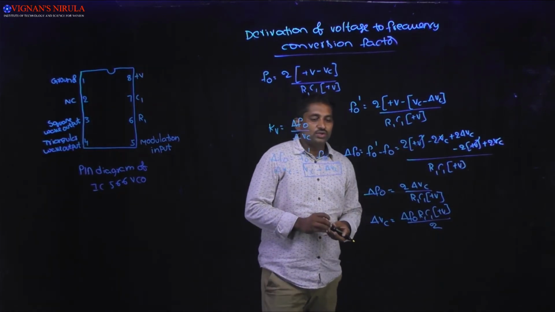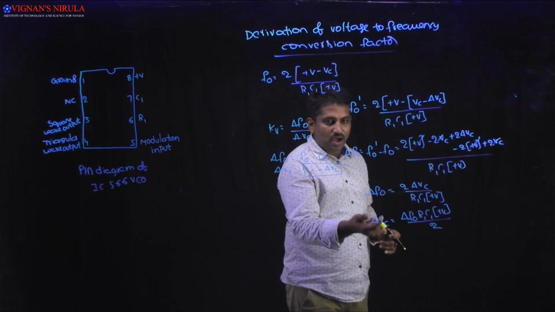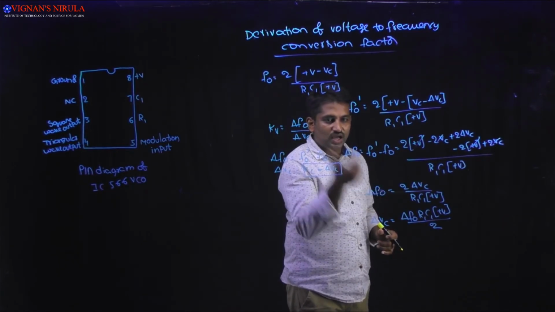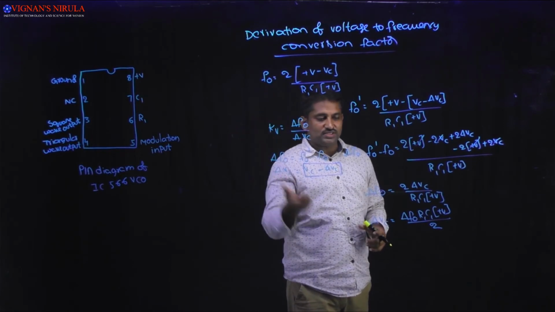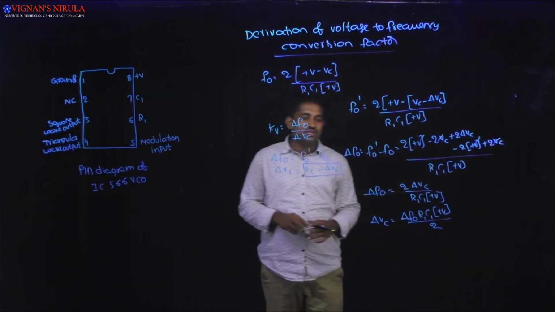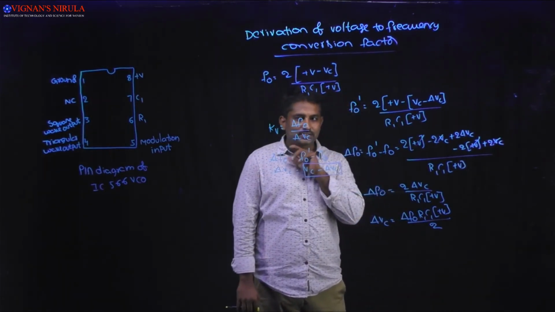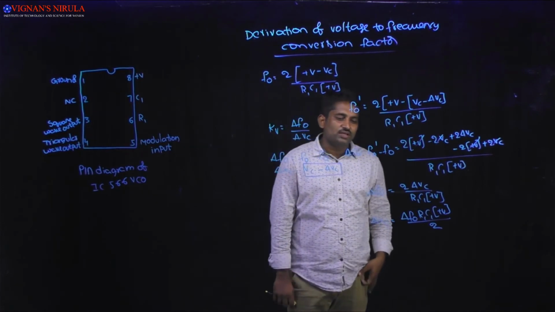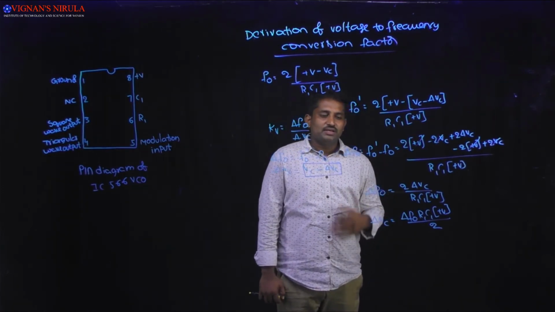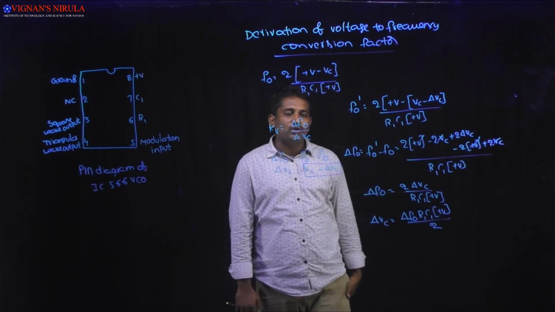Okay, so this is about the change in the applied input voltage, which is nothing but the change in the output frequency, which is delta F naught, and the input voltage is delta Vc. From this we have to calculate kV. kV is nothing but delta F naught divided by delta Vc. From this we calculate the value of kV.